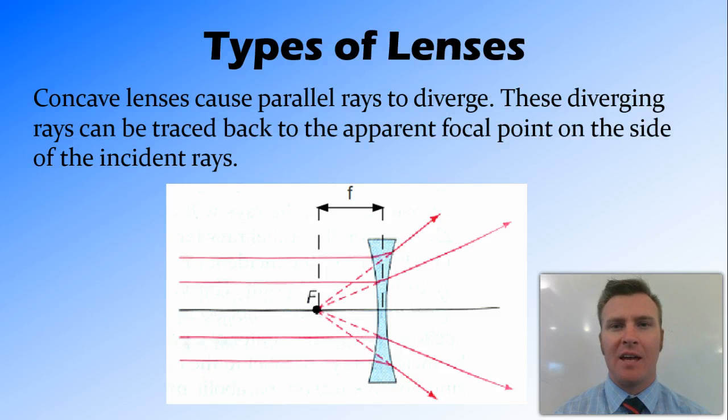Concave lenses, on the other hand, cause parallel rays to diverge or move away from each other. They also have a focus, only this time the focus is actually on the side of the incident rays. So the focus is behind the lens and you can't actually see it. What you need to do is trace the diverging rays back to the point where they converge on the other side of the lens, and there you'll find the apparent focal point. And again, the focal length is the distance between this focal point and the lens.